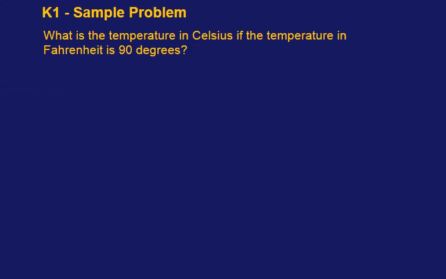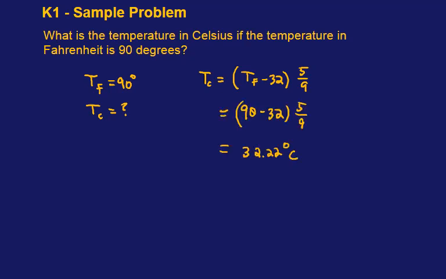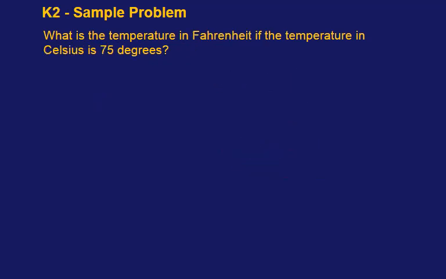So let's go ahead and convert this one. You can go ahead and pause the clip and try this, and then when you're ready to check, you can hit play to continue. All right, so we've got temperature in Fahrenheit minus 32 times 5/9, and we should get 32.22 degrees Celsius. So we started with 90 degrees Fahrenheit, and 32.22 would be that in Celsius.